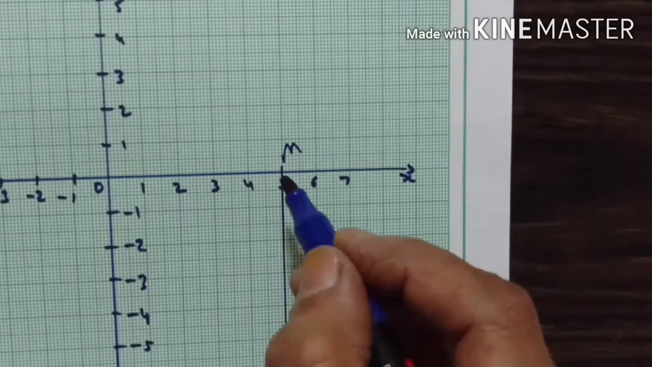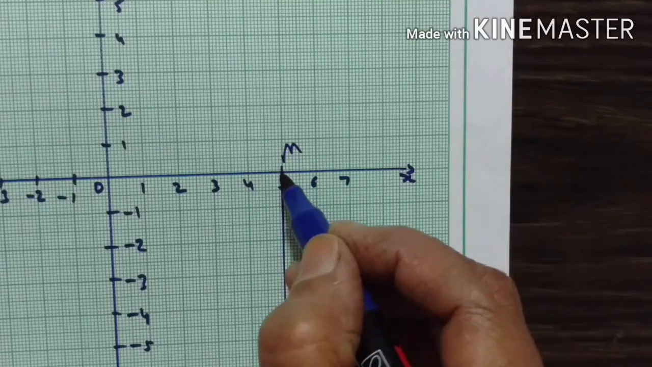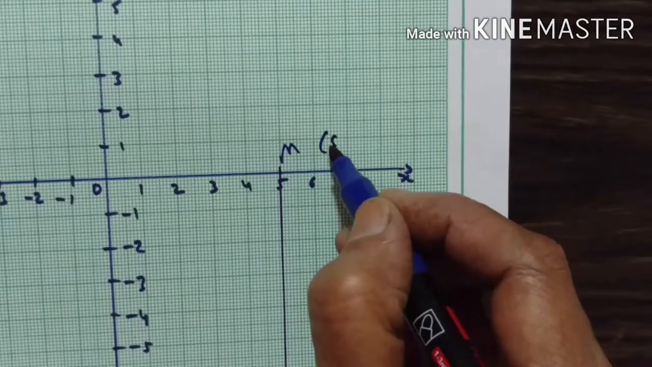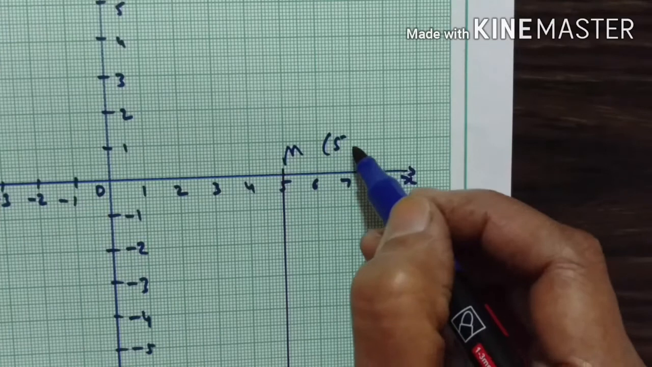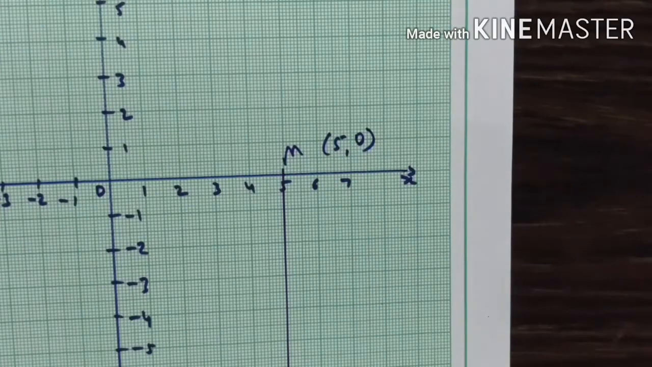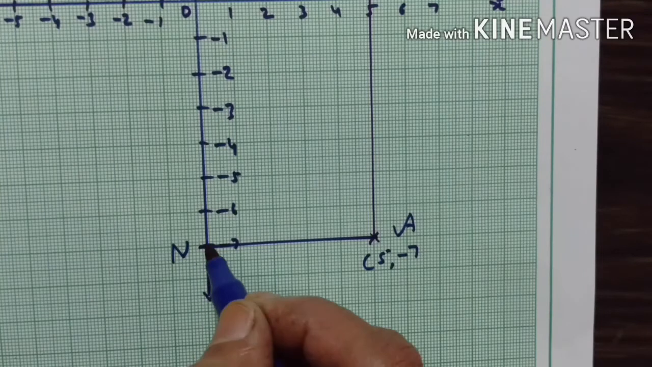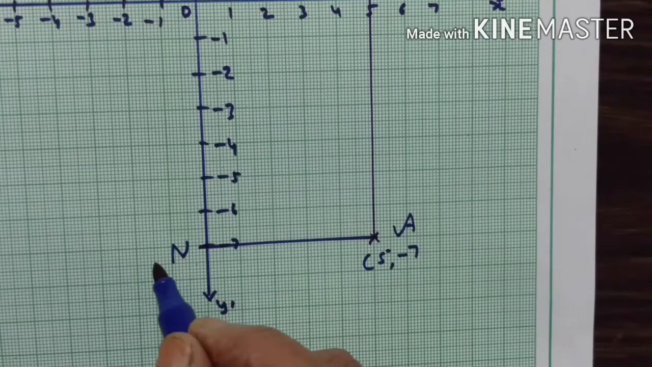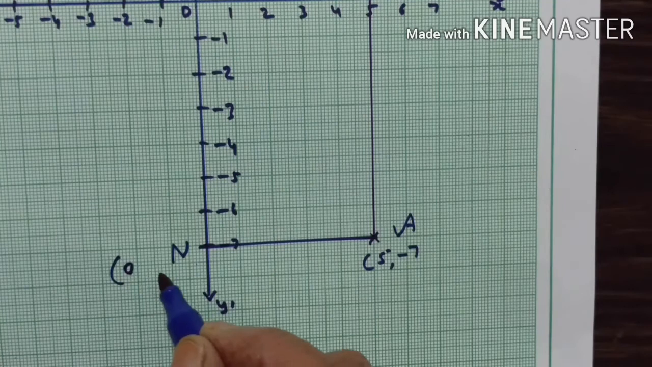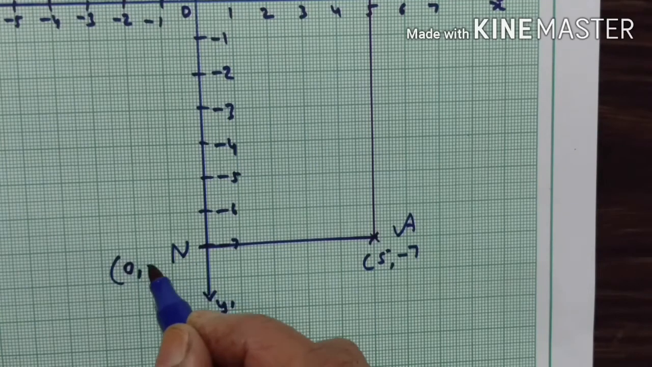The coordinates of M is equal to what? This point is x is 5 and y is equal to 0. The coordinates of N is equal to what? It is on the y-axis. So x is 0 and y is equal to minus 7.